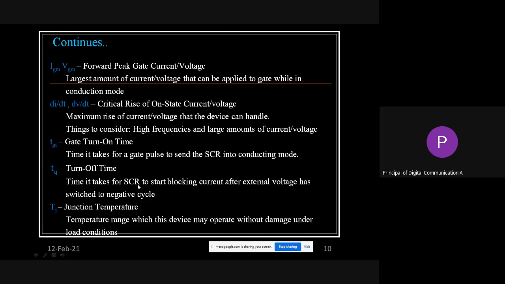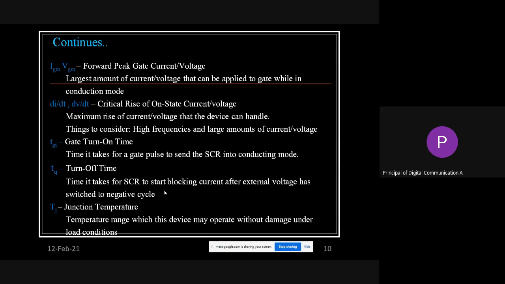देन नेक्स्ट इज TQ, SCR टर्न ऑफ टाइम. दॅट इज द टाइम इट टेक्स फॉर SCR टू स्टार्ट ब्लॉकिंग करंट. म्हणजे बंद व्हायसाठी, ऑन पासून ऑफ पर्यंत जाण्यासाठी त्याला किती वेळ लागतो, तो टाइम म्हणजे टर्न ऑफ टाइम, दॅट इज TQ. आणि कसं हे बंद केलं जातं ते पण आता इथं हिंट दिलेली आहे की आफ्टर एक्सटर्नल व्होल्टेज स्विच टू निगेटिव्ह सायकल. म्हणजे AC सायकल जर घेतलं, AC इनपुट, तर पॉझिटिव्ह निगेटिव्ह हाफ सायकल असतात. तर त्यातली निगेटिव्ह हाफ सायकल आली की रिव्हर्स व्होल्टेज मिळतं. रिव्हर्स व्होल्टेज मिळालं की तो SCR ऑफ होतो.